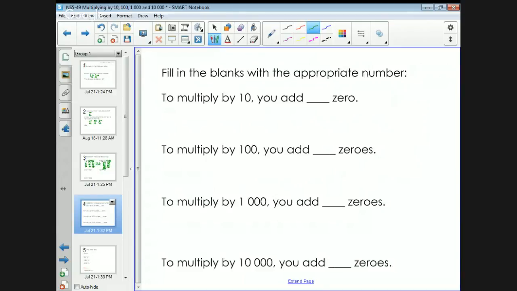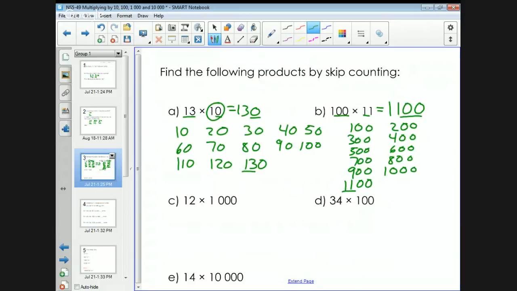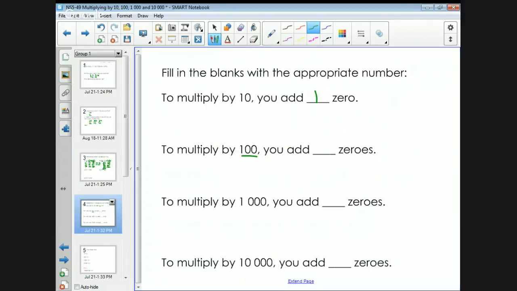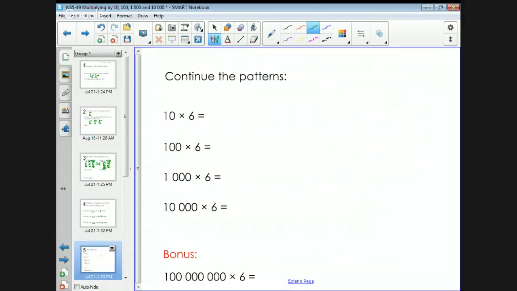So we can make a rule then. To multiply by 10, you add 1 0, just like we discovered back here when we added the 1 0 on this question. And to multiply by 100, you add 2 zeros because there are 2 zeros in 100. If we use that, we can say that there are 3 zeros in 1,000. So to multiply by 1,000, you add 3 zeros onto the end. And to multiply by 10,000, because there are 4 zeros in 10,000, you would add 4 zeros to the end of your answer. So let's try that out now.